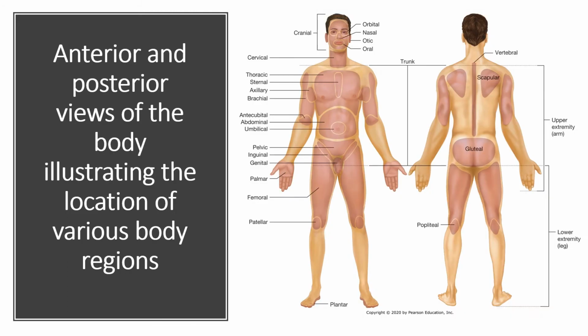This figure shows the anterior and posterior views of the body and the various regions of the body. So the anterior view is on the left and the posterior view is on the right. So let's start superior and go inferior, beginning with cranial, which refers to the skull, orbital, which refers to the eye socket, nasal, nose, otic, ear, oral, mouth. Cervical refers to the neck. Thoracic, chest, sternum, or sternal refers to the breastbone region.